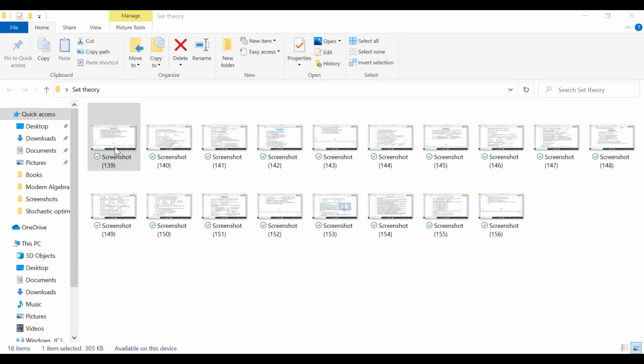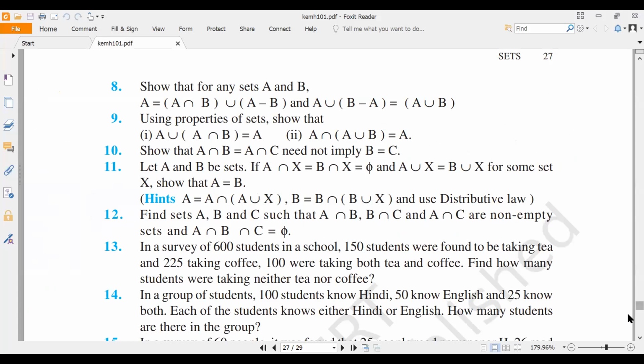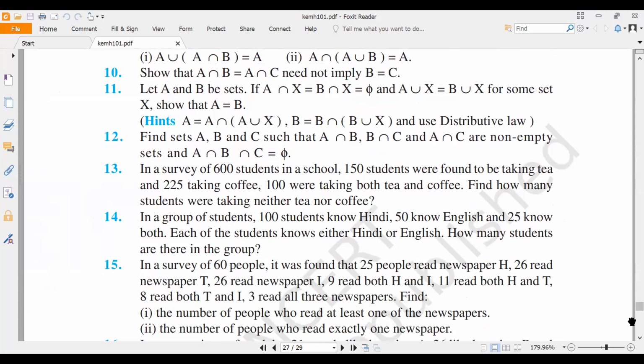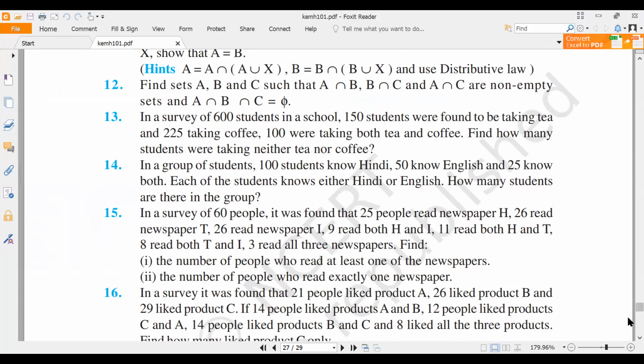Okay, one more exercise I am giving you here. This is the next exercise related to the three sets property I have discussed today only. These are the problems based on three sets.